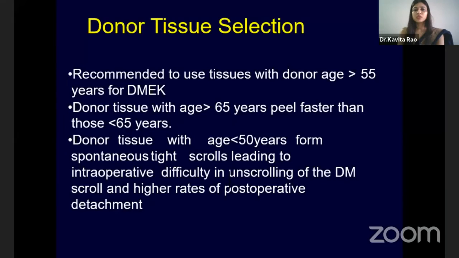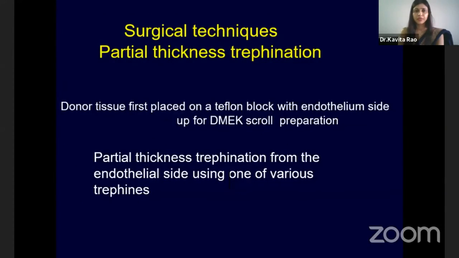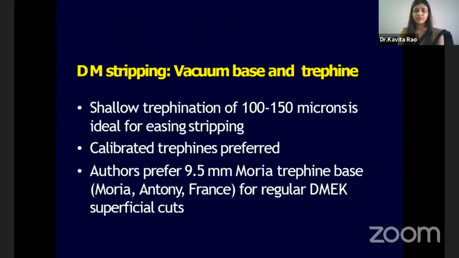Now, in donor tissue, like Rishi has already mentioned, it's better to use a donor which is older, more than 65 years, and non-diabetic. If you're going to use a younger tissue, it's going to have a tight scroll, which is difficult during surgery. In terms of surgical technique, it's important that you do a partial trepanation. This is a very important point, because initially I myself would make a full thickness cut. It is such a small point, but it is very relevant, and I will show you why.